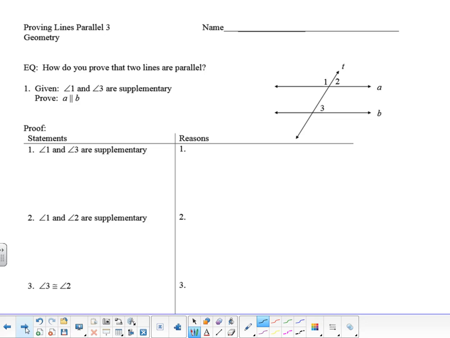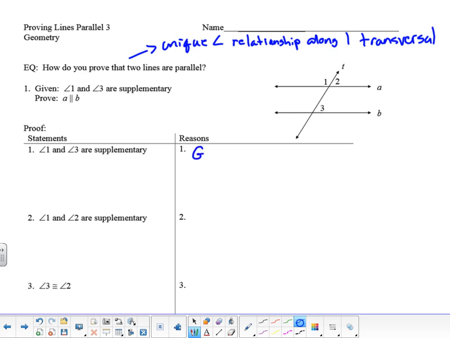So again, the same question here. How do we prove that two lines are parallel? We're looking for a unique angle relationship along one transversal. And those angle relationships are congruent corresponding angles, congruent alternate interior angles, or supplementary same side interior angles. Okay, so let's fill in these reasons and talk through it.